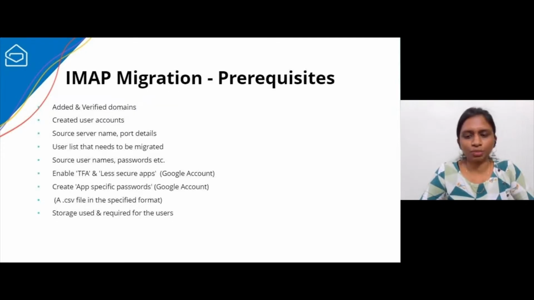This is simply a brush up of how to do IMAP migration, which I'll be showing a demo right now. We'll just run through a little bit again with the prerequisites. What you need is you need to verify your domain, and then you will have to create user accounts for each and every account you want to migrate from there to here. And then you need your source server name and your port details, and then make a list if you want.